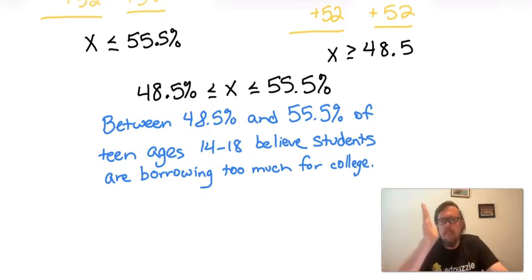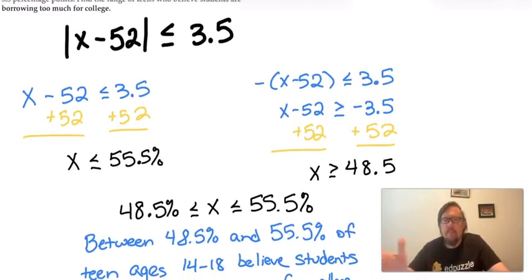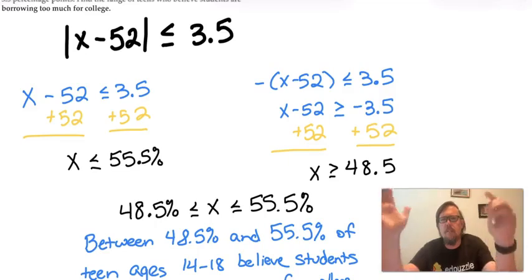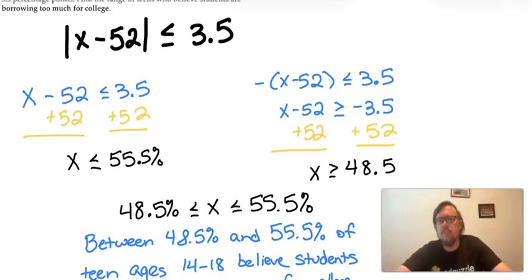We put the middle amount inside the absolute value. The margin of error is what it's less than or equal to. And then we solve the inequality to figure out what the two outside areas of our range of numbers are. So our outside areas were 48.5 and 55.5, which means we think the percent who believe this are in between those two numbers.